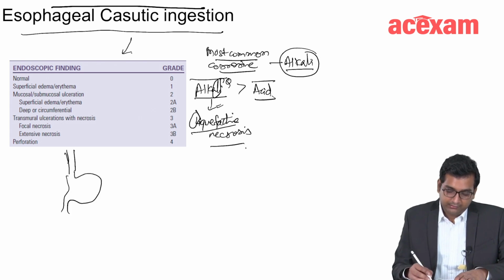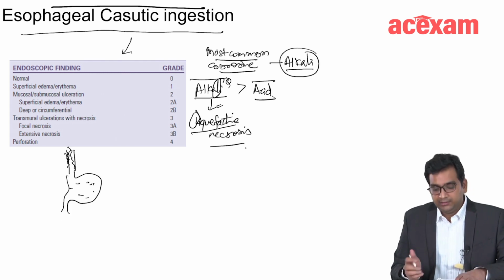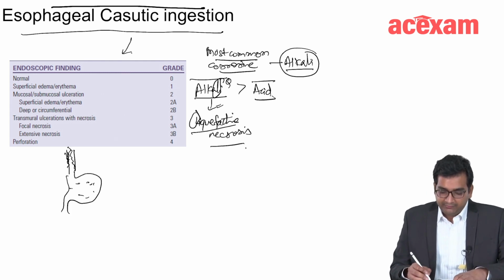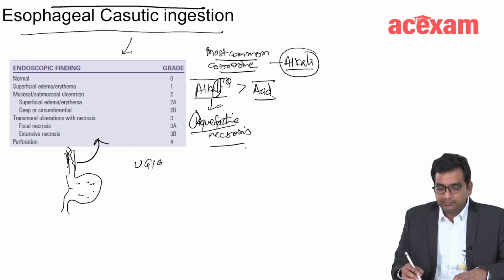Now whenever a person is taking either alkali or acid, there will be damage to the whole esophagus. In case some of this alkali or acid reaches the stomach, it can also damage the stomach. So what we'll do is first go for upper GI endoscopy in these patients.